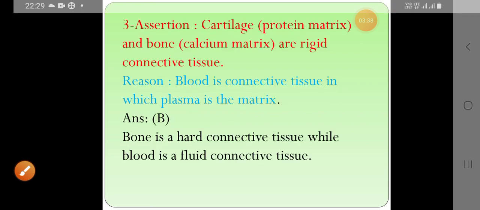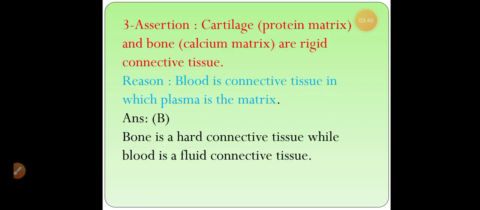Now we see our third question. Cartilage and bone are rigid connective tissue. This is assertion. Reason is given here. Blood is connective tissue in which plasma is matrix. When we read the assertion, it is correct. Cartilage and bone both are hard, both are rigid because the matrix is hard. Now, when we see the reason, blood is connective tissue in which plasma is the matrix, it is also correct.